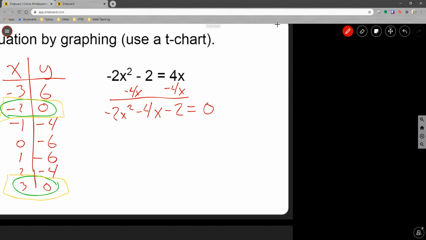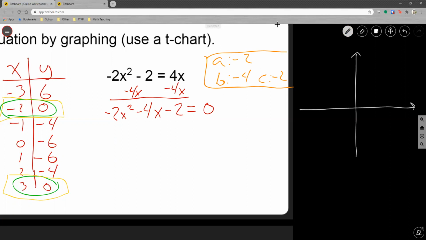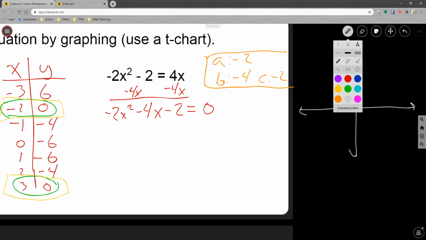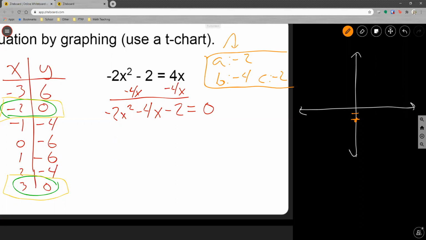Now I've got a quadratic. It's in standard form. I've got my three values. I know that A is -2, B is -4, and C is also -2. I'm going to use that information to start my sketch of my graph. If I've got a C value of -2, my y-intercept is at -2. So since my A value is -2, I know the graph is going to point down. And that's all I really know at this point.